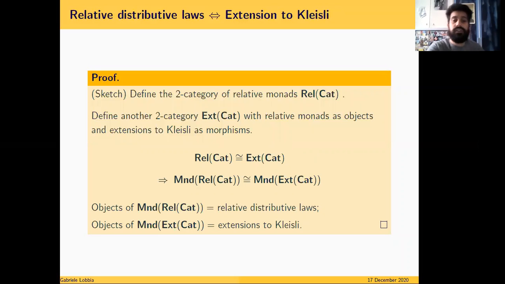And what you observe is that the objects of the 2-category on the left are actually relative distributive laws, by some calculations that you can do. You just try to compute a monad inside the 2-category of relative monads, and you obtain exactly a relative distributive law. And the objects on the right are extensions to Kleisli in the Beck theorem kind of sense. And therefore, since you got this isomorphism, or this equivalence here, these objects have to be the same. At least they have to be equivalent.